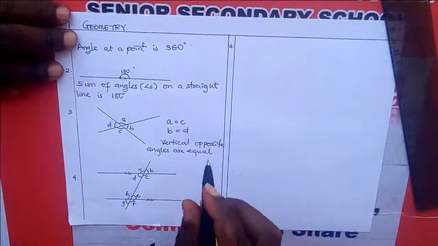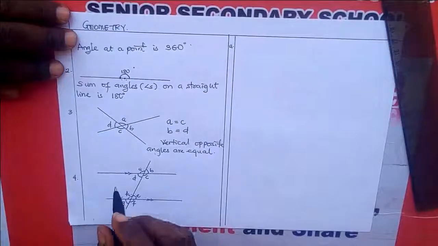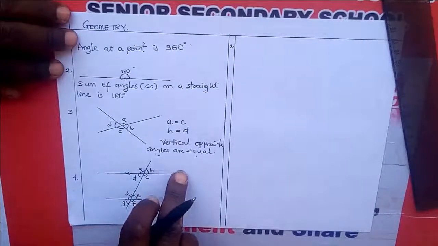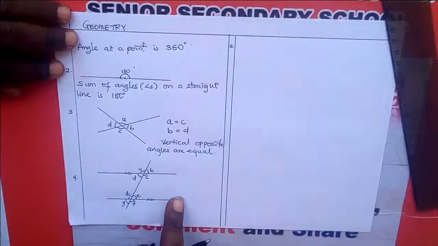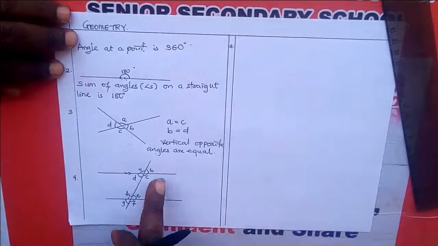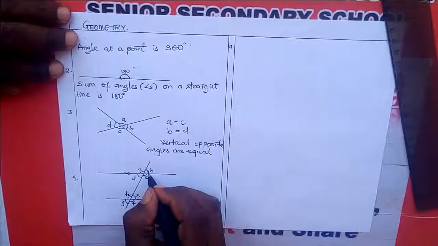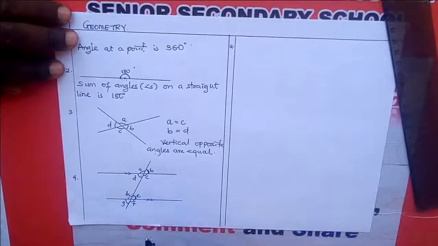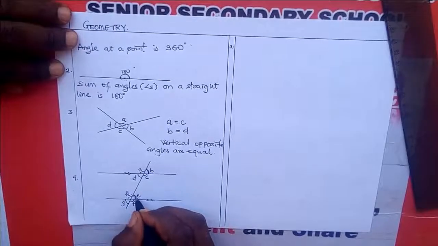Corresponding angles are equal. What are corresponding angles? Looking at this line segment on the transversal and this line segment on the transversal, since this and this are parallel to each other, angle B is equal to angle E. Why? Because the position of this one corresponds to the position of this.